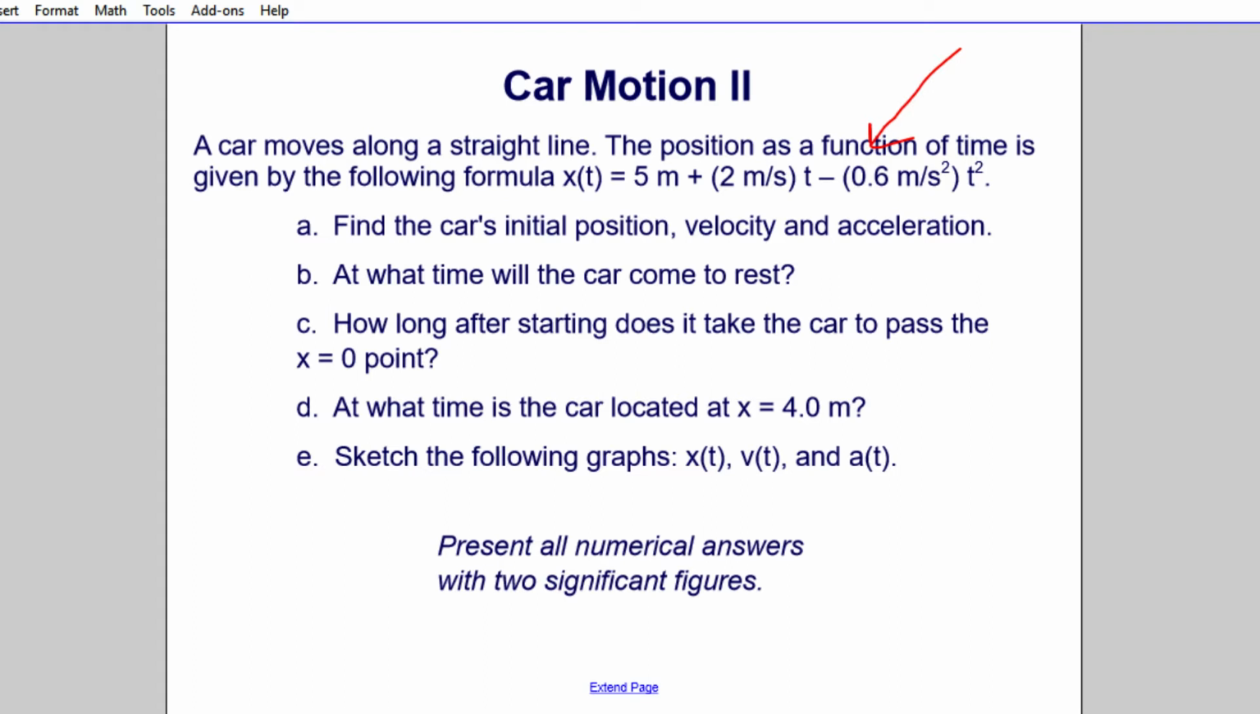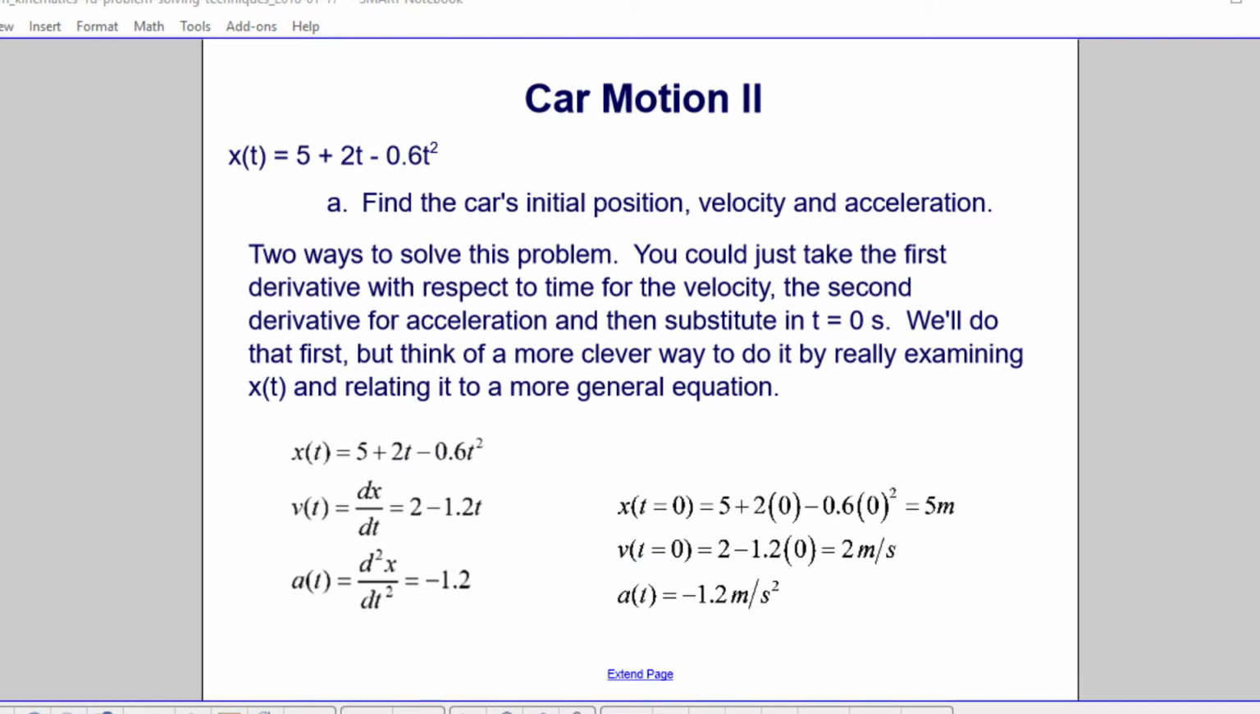Then, how long after starting does it take the car to pass the x equals 0 point? At what time is the car located at 4 meters? And then sketch the following graphs, and present all numerical answers with 2 significant figures. Part A: find the car's initial position, velocity, and acceleration.